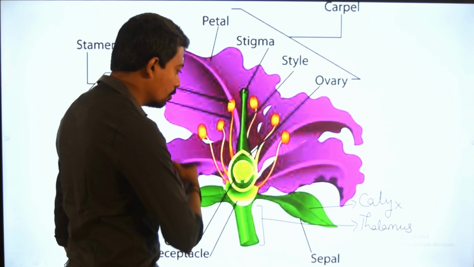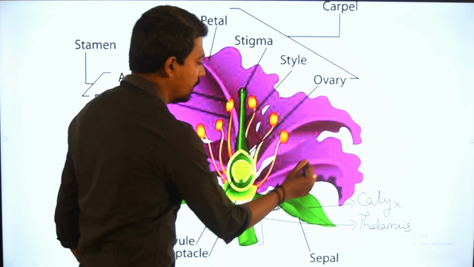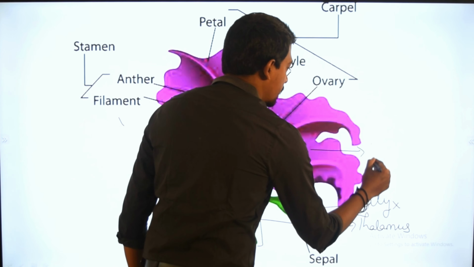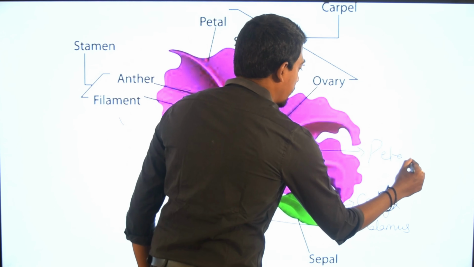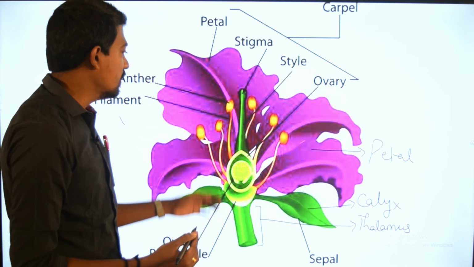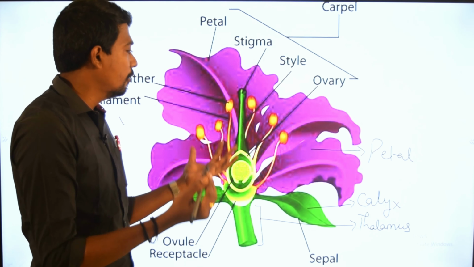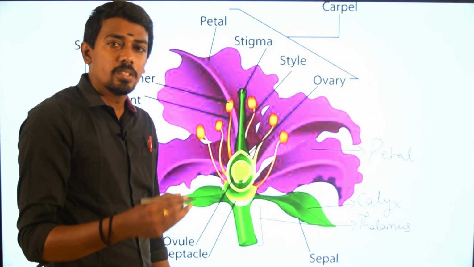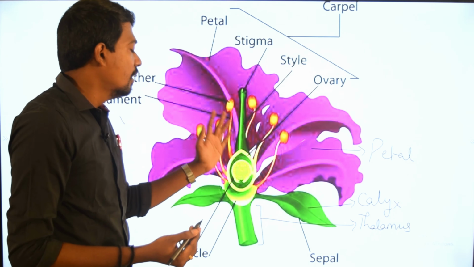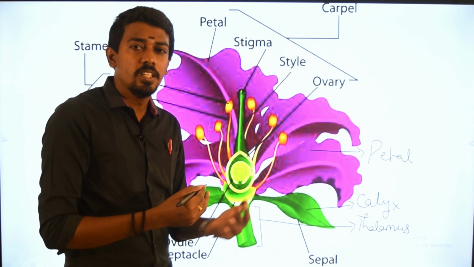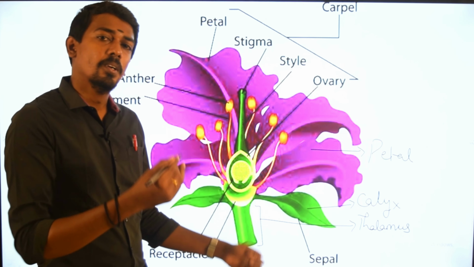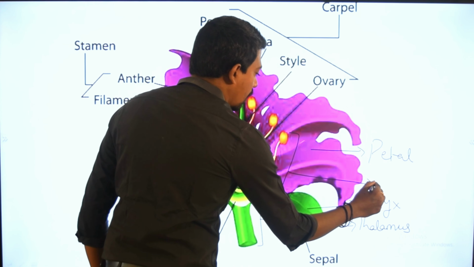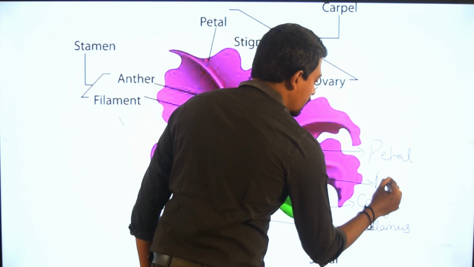Then the next whorl is the very brightest whorl, called the petal, which is otherwise called corolla. So it is simply called petal, but technically called corolla, which means it is the brightly colored and beautiful part of a flower. But not in all cases, because in some flowers the petal may even be reduced or simply be absent. In that case, the flower will have some other strategy to attract and to enhance the process of pollination.